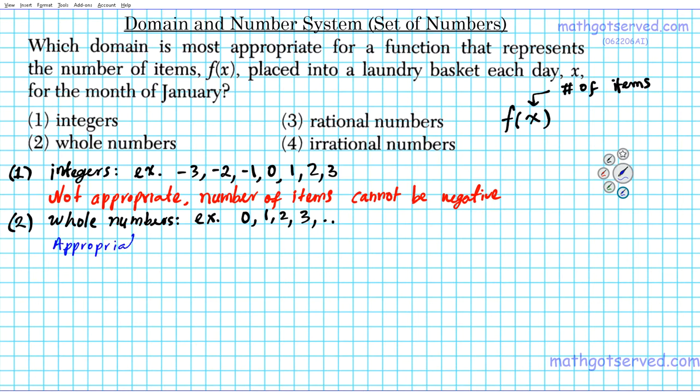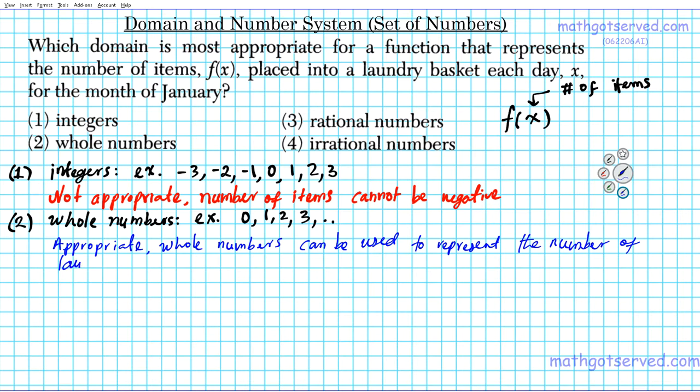Appropriate. Whole numbers can be used to count or represent the number of laundry items. Whatever whole number you pick, it makes perfect sense in the context of the number of items you have.